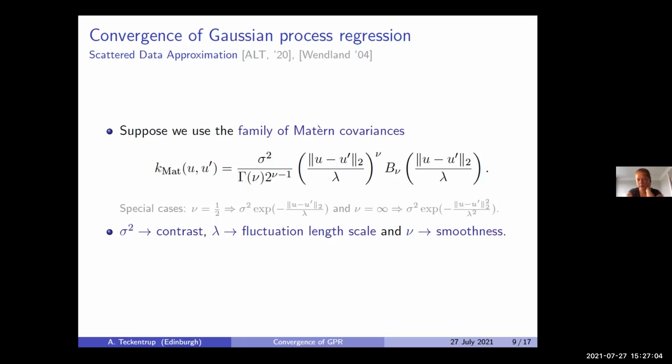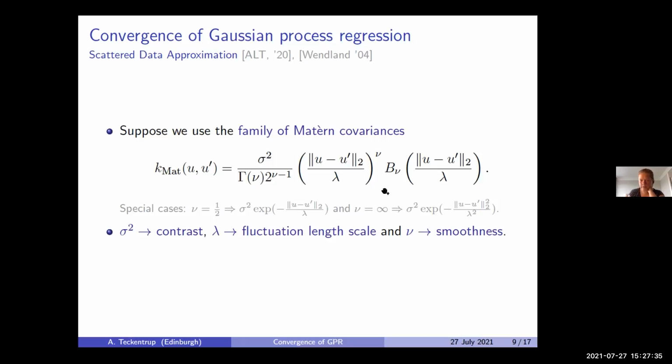So whether your prior distribution gives you C1 functions, so once continuously differentiable, or C infinity functions, or something like that. So that is what the nu tells you. The general formula looks quite complicated. You can see it involves the sigma squared, the lambda, and the nu. The gamma here is the gamma function, and B nu is the modified Bessel function of the second kind.